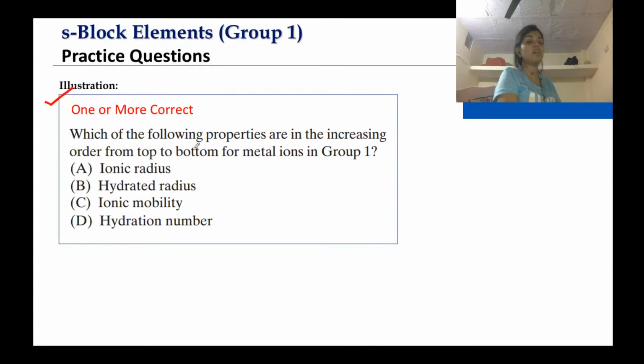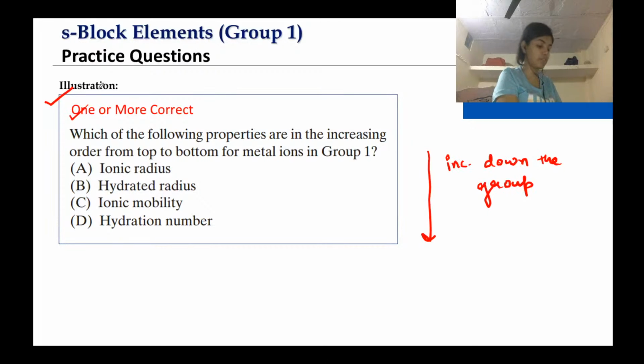Now the next one you should be able to answer. Which of the following properties are in the increasing order from top to bottom for metal ions in group 1? Which of the following properties increases down the group? Ionic radius, hydrated radius, ionic mobility or hydration number. You can have more than one answer. Anyone? This you should be able to answer. Which property increases down the group?